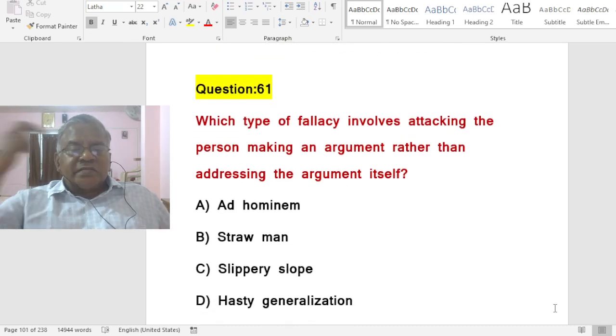Which type of fallacy involves attacking the person making an argument rather than addressing the argument?